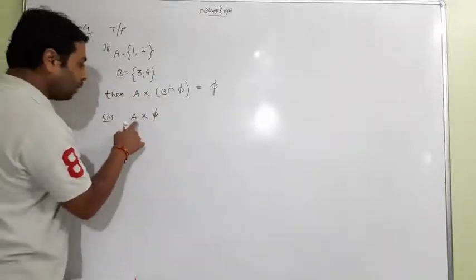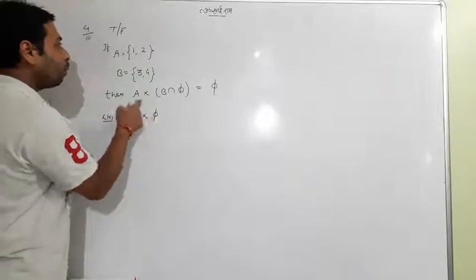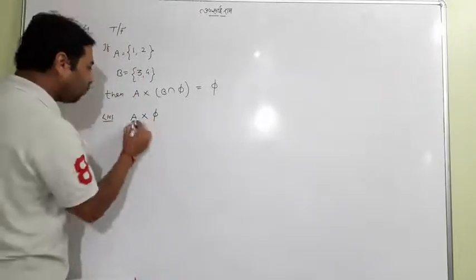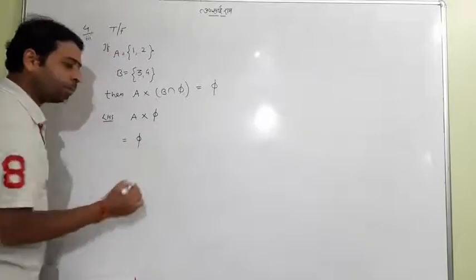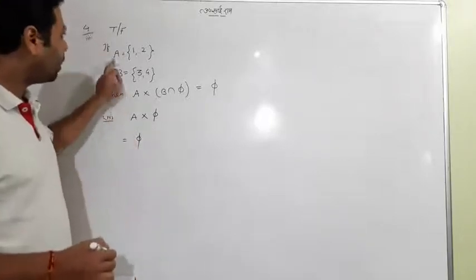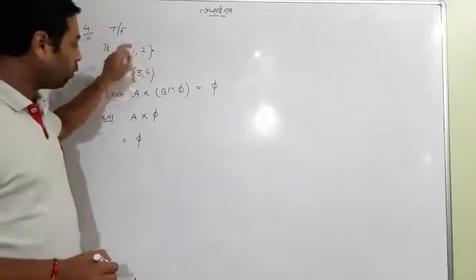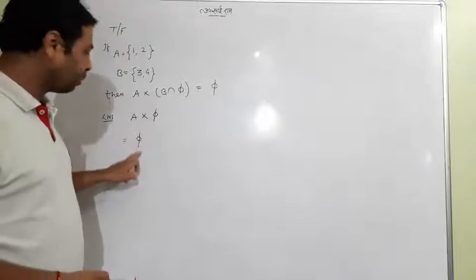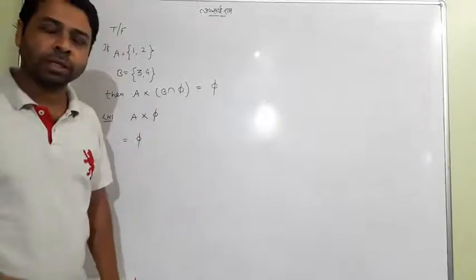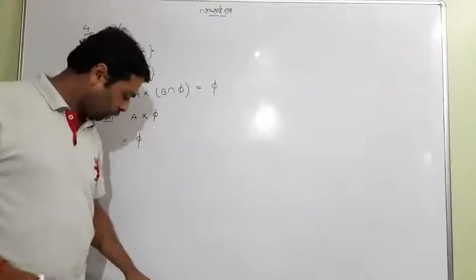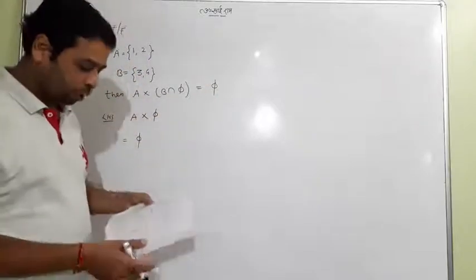And when you find A cross phi, whatever A is, phi has no element, so you won't get any element. It is very simple. A is the set {1, 2}. We want to make the Cartesian product with phi, but phi has no element, so the answer will be phi, meaning no element in that. So this statement is true. The question was very small but meaningful. That's why I explained.